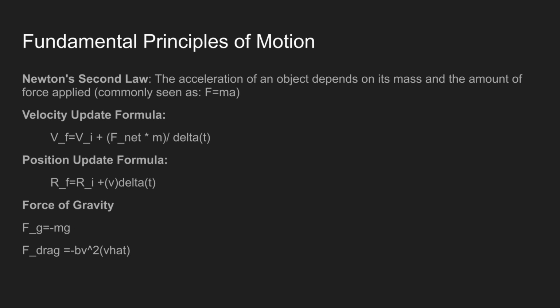The position update formula, which is the same except with the position instead of velocity and then velocity instead of force. And the force of gravity, which is equal to negative mass times gravity, or mass times negative gravity. And then the new force, which is the drag force, which equals negative b v squared times v hat.